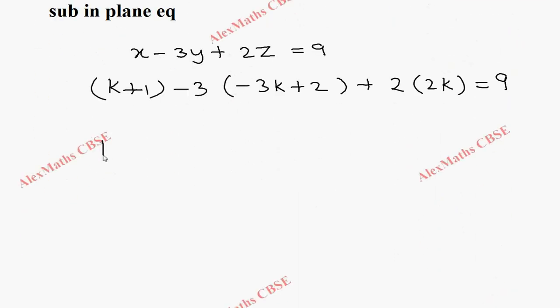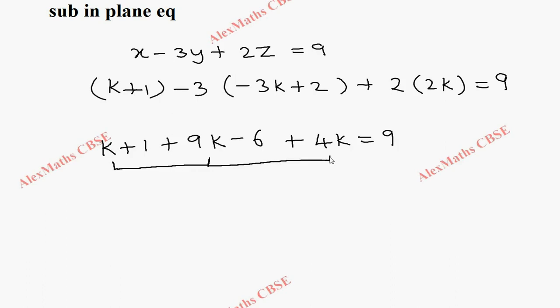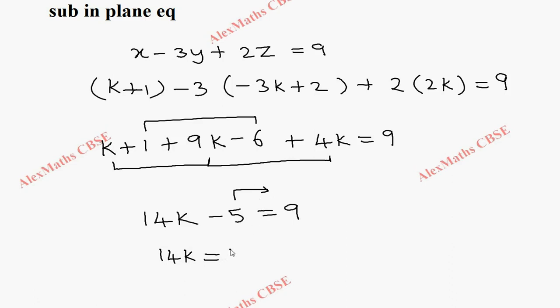So from this, k plus 1. By multiplying minus 3 inside, we get plus 9k minus 6, then plus 4k equal to 9. Now combining this, k plus 9k is 10k, plus 4k is 14k, and these two together is minus 5, which is equal to 9. Now 14k equal to, taking this minus 5 to the other side, 9 plus 5, which is 14. From this the value of k is 1.